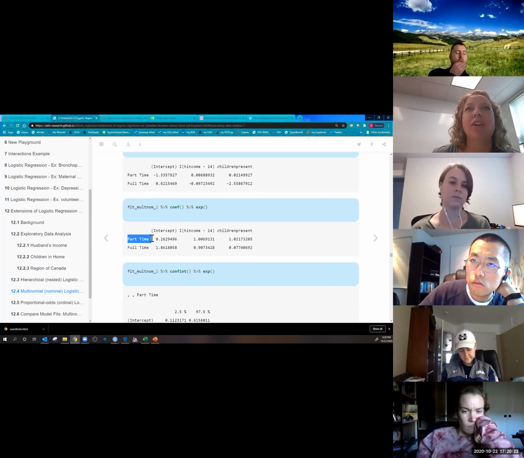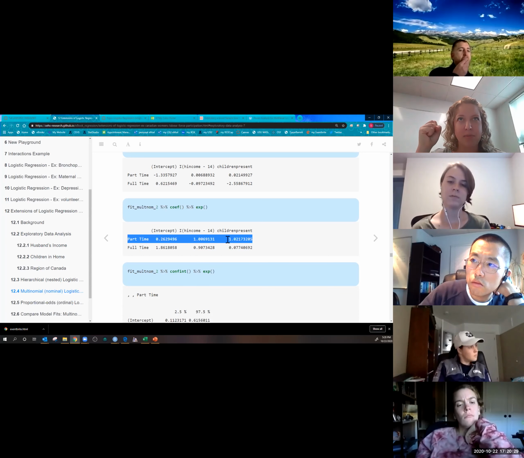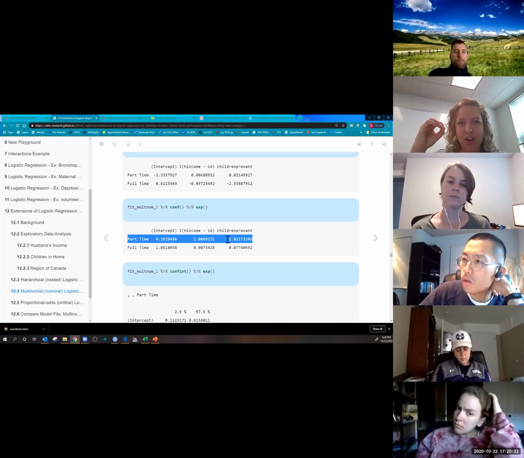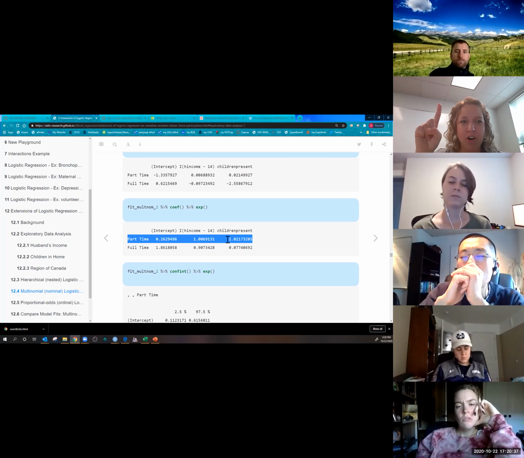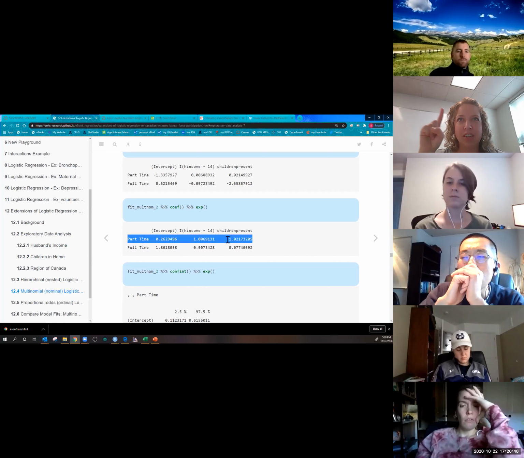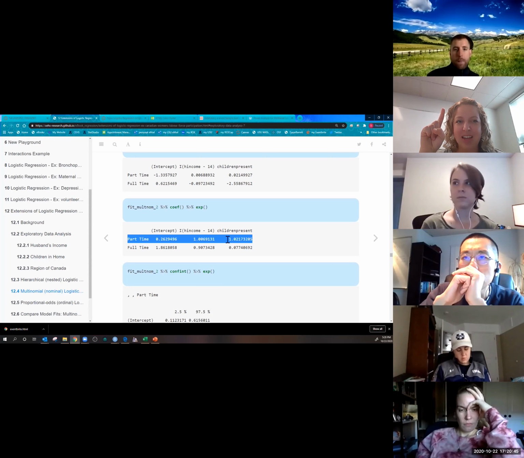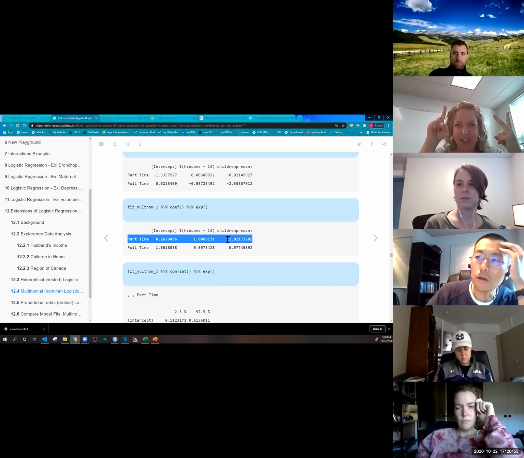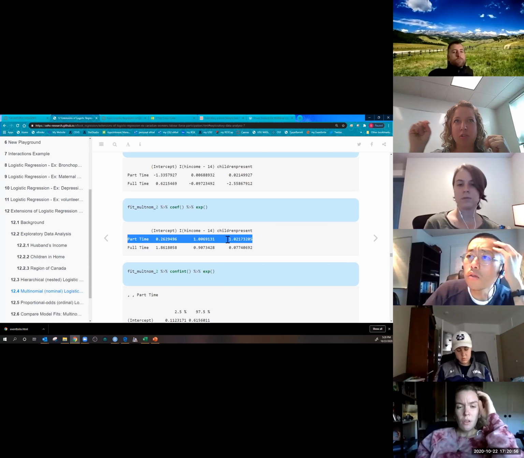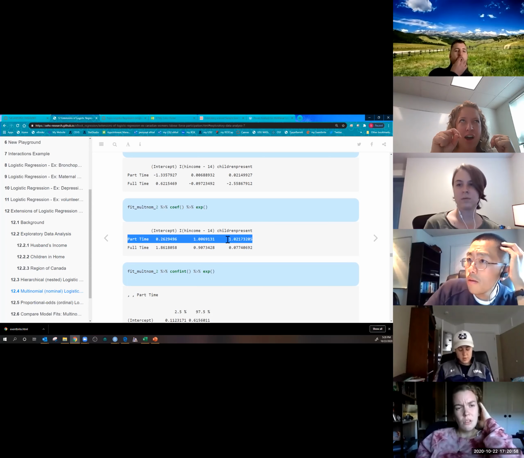For part-time work, what is the role of children present? What do we compare this exponentiated to? Which value? 0 or 1? 1. So for part-time work, what does having children present do? It makes it go up how much? 2%. Up 2%. So if there are children present, the odds of working part-time is 2% higher than the odds of not working.